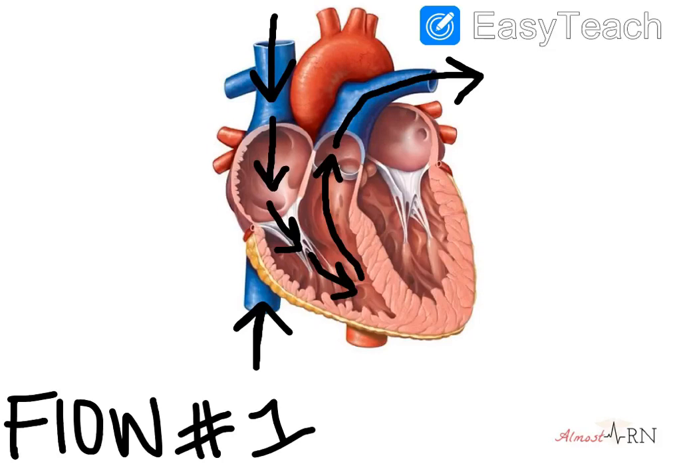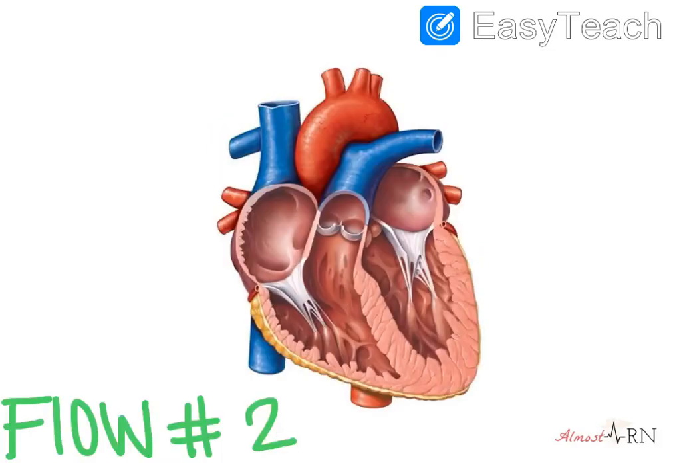So once again, blood goes in through the superior vena cava or inferior vena cava, dumps into the right atrium, goes through the tricuspid valve into the right ventricle. From the right ventricle, it goes into the pulmonary valve, and then out through the pulmonary artery. So that is one way of blood flow through the heart.